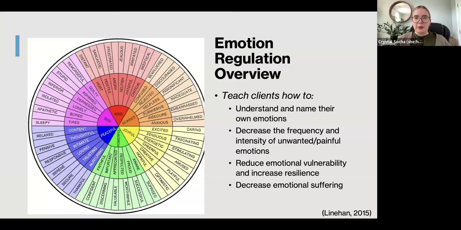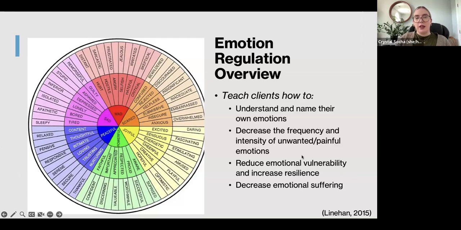We'll talk about that in just a moment, but emotion regulation in general, Marsha Linehan says, teaches individuals to understand and name their emotions and know what these emotions do for them. We are helping them decrease the frequency and intensity, so how often and how much they are feeling these unwanted, painful, difficult, distressing emotions, to ultimately help them reduce that emotional vulnerability and overwhelm. We're helping them increase their own resilience and decrease emotional suffering so that a person doesn't make situations worse. Similar with distress tolerance, we're just trying not to make situations worse.